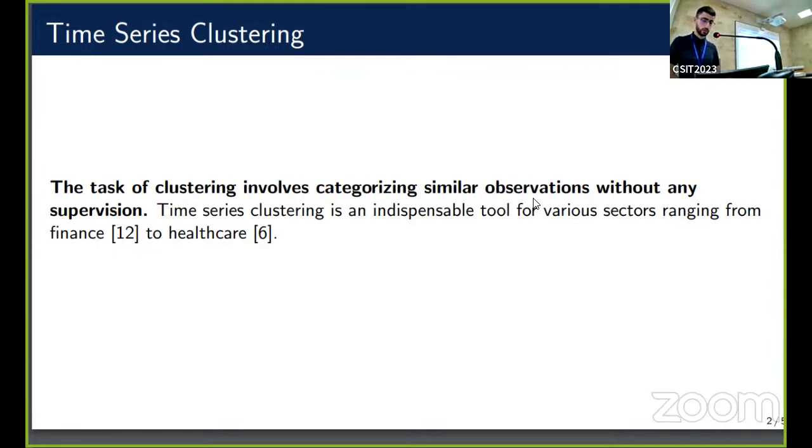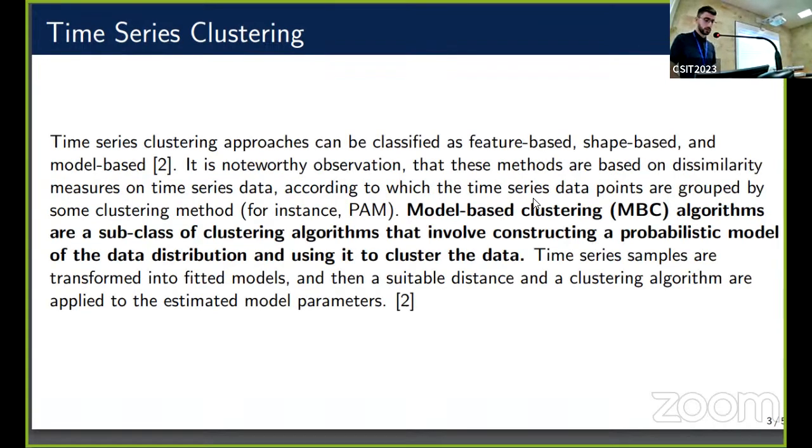And this topic has a broad range of applications in different fields. The time series clustering approaches can be classified as feature-based, shape-based, and model-based. The first two methods are considered non-parametric versions, where we do not assume a specific distribution of the underlying random processes.